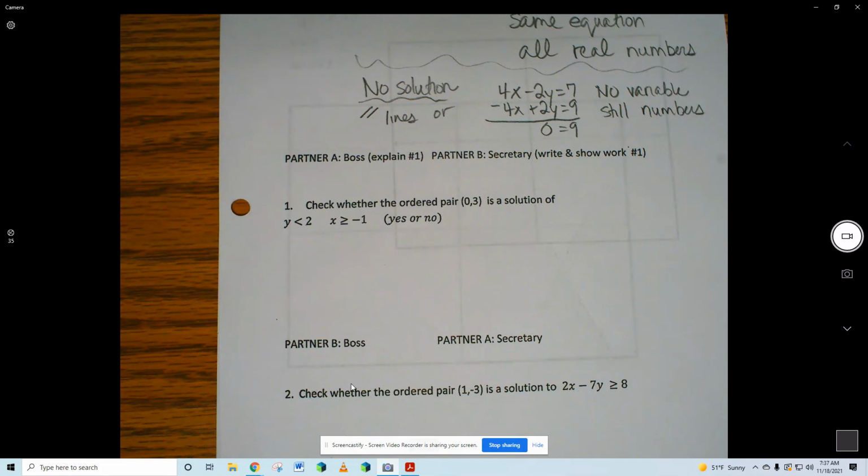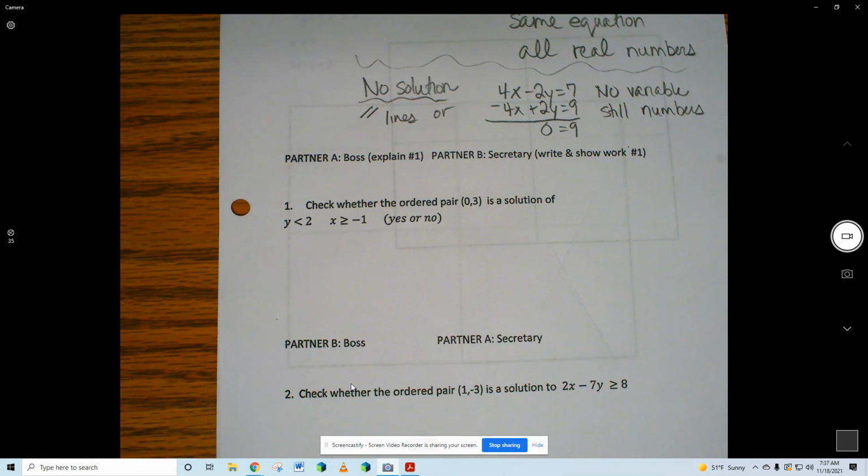Okay, so every other problem you switch off jobs. Number 1, boss, you are explaining. Bosses, raise your hand so I can see who you are. In each pair, boss. Okay, you're identified. Good. Boss, you're verbally going to tell what to do. The ordered pair is 0, 3, and then there's 2 equations to plug in. Notice that this only has a y. It means you're only going to use the y, the 3. This only has an x. You're only going to use the x, 0.